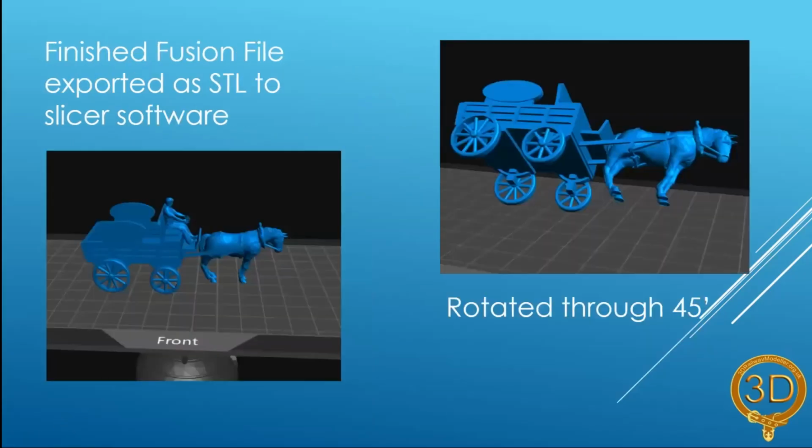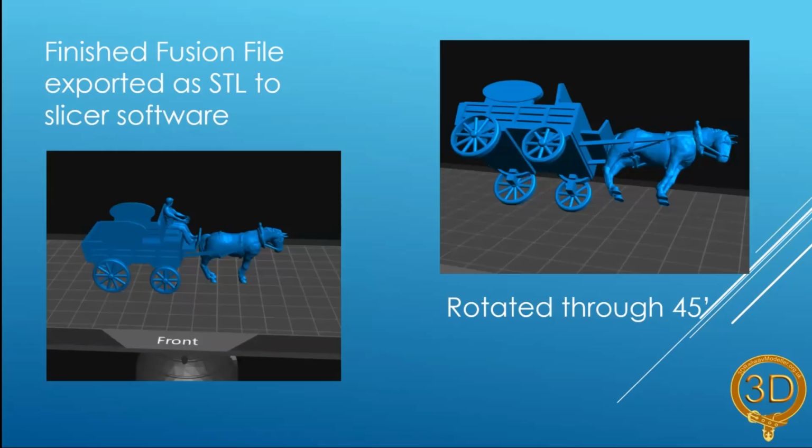Next stage is to export that STL file into your slicer program. I use Chitubox, so the left one here shows it's imported. And what I do is rotate this through 45 degrees.